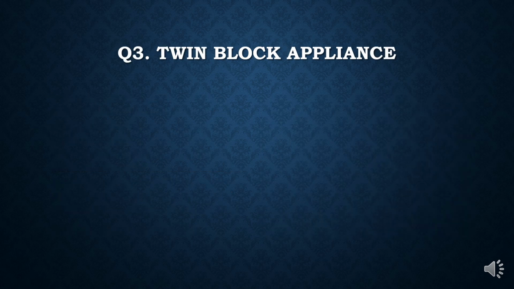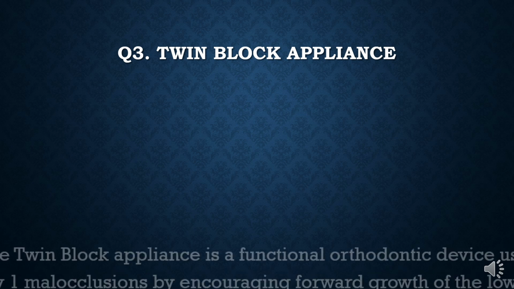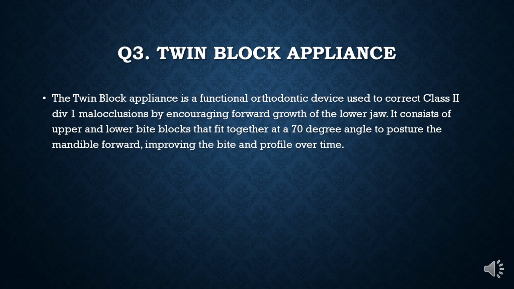Number 3 is twin block appliance. The twin block appliance is a functional orthodontic device used to correct class 2 division 1 malocclusions by encouraging forward growth of the lower jaw. It consists of upper and lower bite blocks that fit together at a 70-degree angle to posture the mandible forward, improving the bite and profile over time.